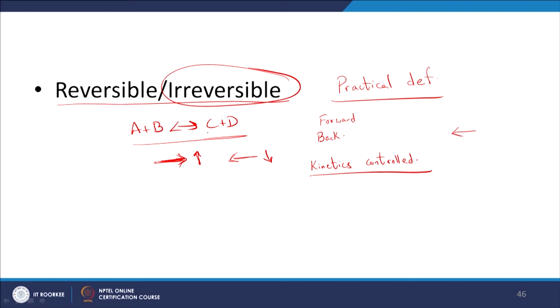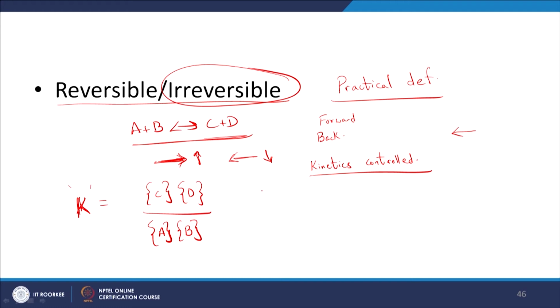Yes, so let us look at this example here. What is this? A plus B going to C plus D. What is the equilibrium constant? This is the capital K here, the equilibrium constant. We talked about that in the previous classes. And what is that equal to? Activity of C, stoichiometric coefficients are all 1 so we are not going to look at that, into activity of D divided by activity of A into activity of B. So more or less activity of the products in the numerator and activity of the reactants in the denominator. So this is what we have.